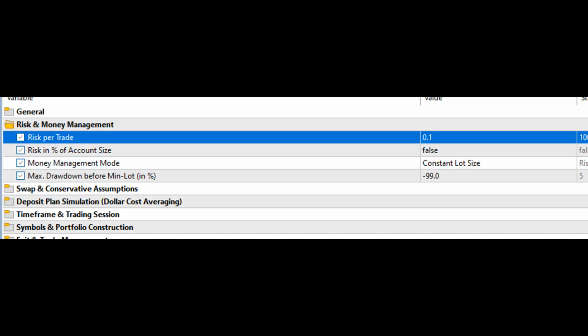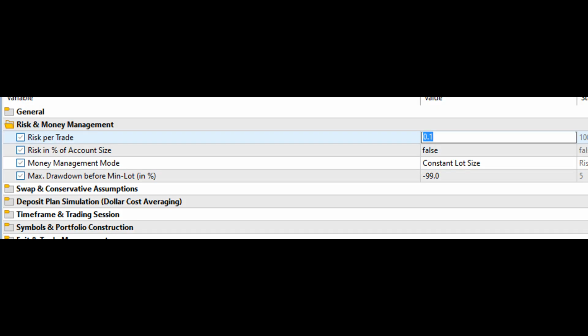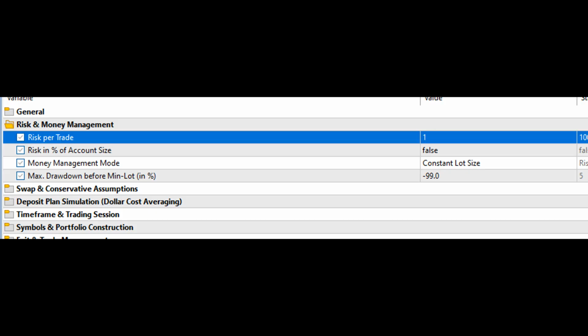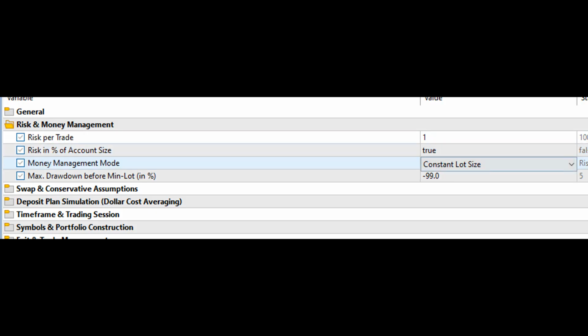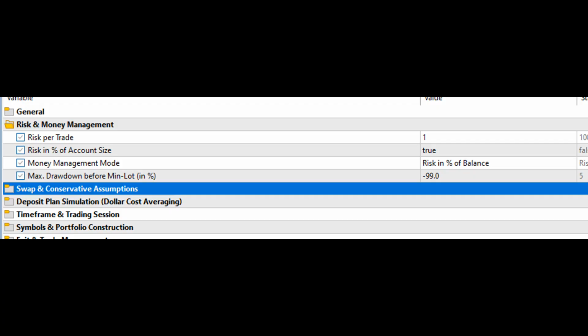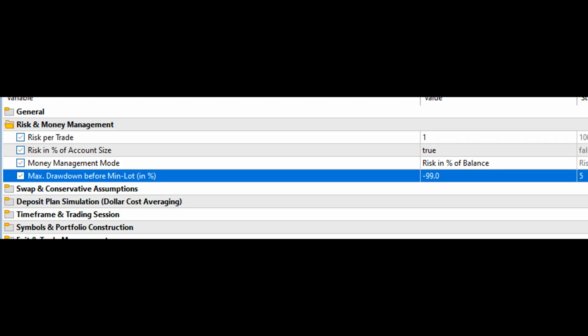Now we look at the parameter called maximal drawdown before min lot. The default value is minus 99%. This parameter activates an automatic de-risking mechanism that scales your lot size down as your drawdown gets deeper. It does not suddenly cut the lot size only when this exact drawdown is hit. Instead, the expert advisor reduces the lot size gradually and linearly on the way to this limit.